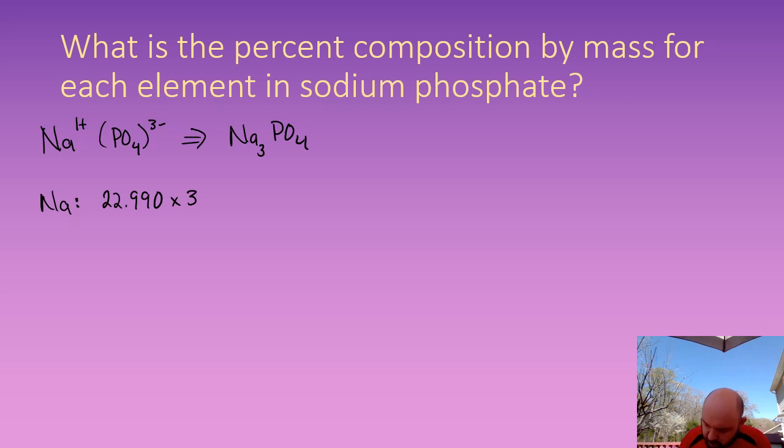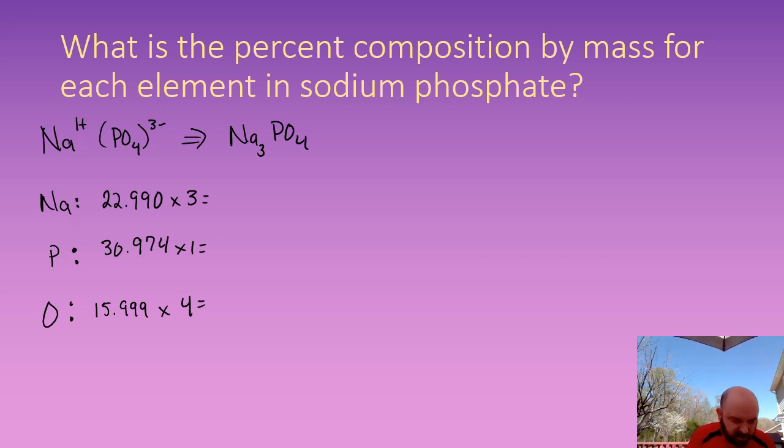And I also will look at phosphorus. Phosphorus has an atomic mass of 30.974. There's only one of those in my compound. I'll put the 1 there to avoid any confusion. And then the final element I see is oxygen, and oxygen has an atomic mass of 15.999 AMU. There are 4 oxygens in our sodium phosphate formula unit, so we will multiply that by 4 to determine the total mass of our compound.